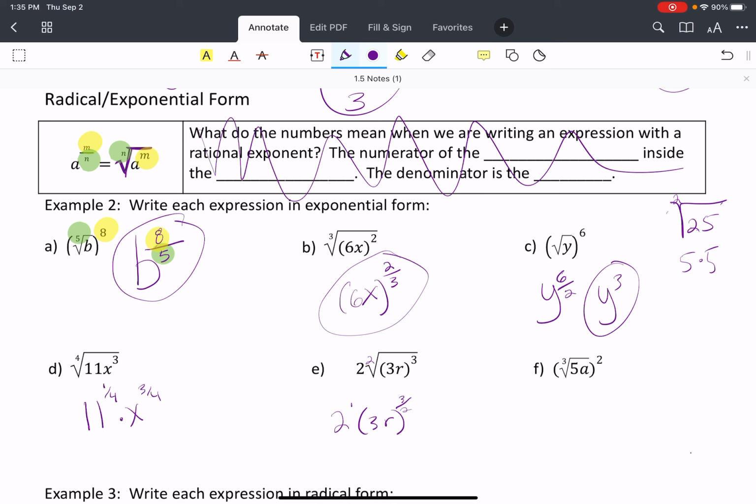Right? Hey, is F like B or D? Does the 5 need the fractional exponent or are they going to be different? Is F like B or like D? It is like B. Good. It's 5A to the 2/3.